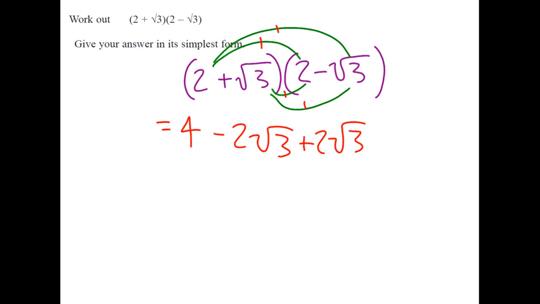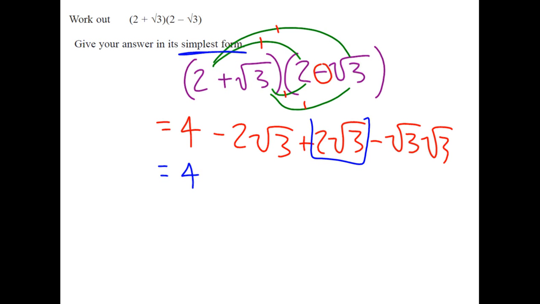The next one is minus root 3 times root 3. Okay, now we have to simplify. Simplest form, look. So 4 can wait there for us. Here we've got 2 root 3, and then we take away 2 root 3. So they cancel out. Got nothing left from that.